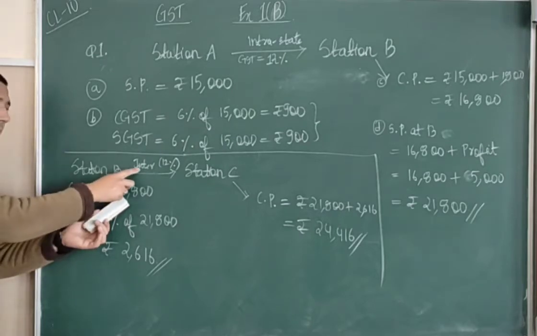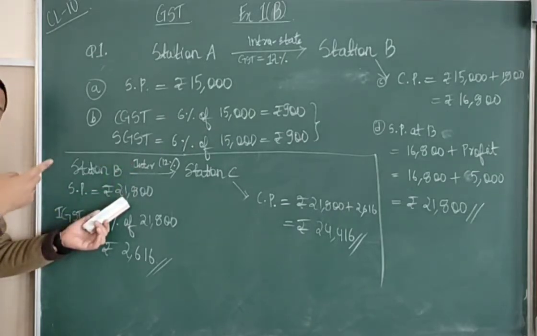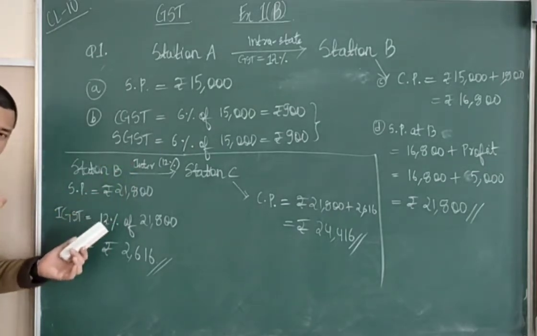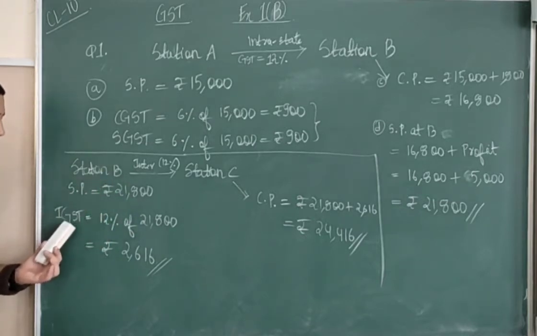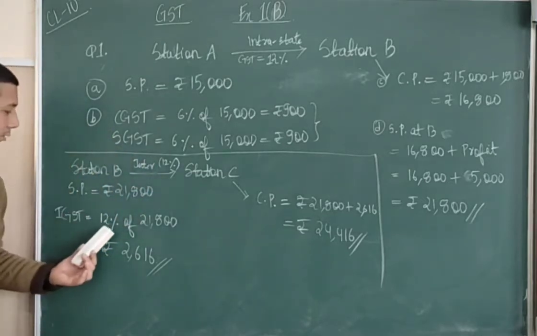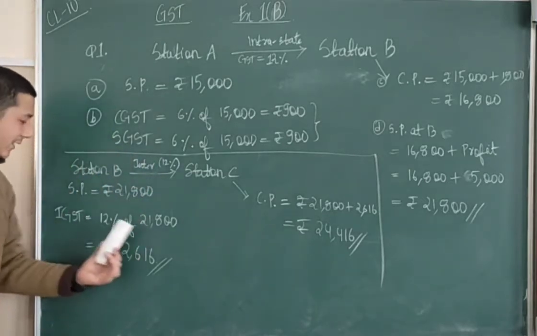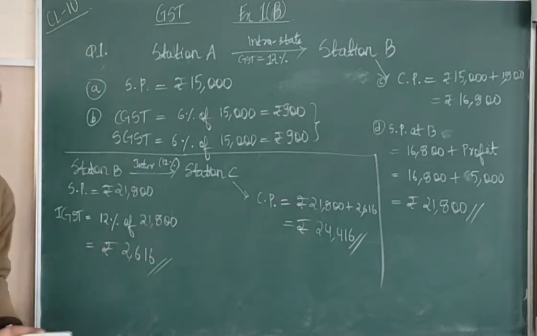Okay, what is the case? Inter. So what will be the GST? It will be only IGST because the case is inter. IGST means the whole. Okay, so we'll have to take 12% of the selling price. That is 12% of 21,800. That will give you 2,616, which will be your GST.